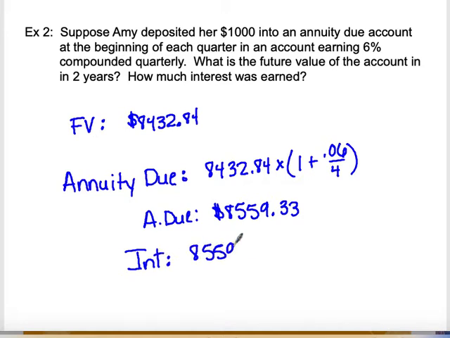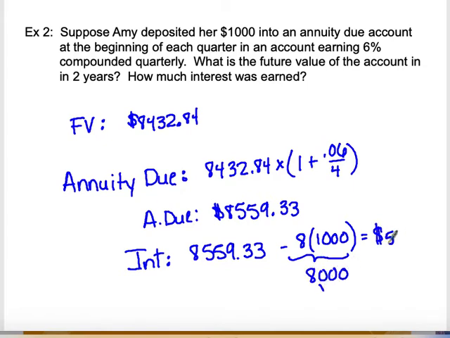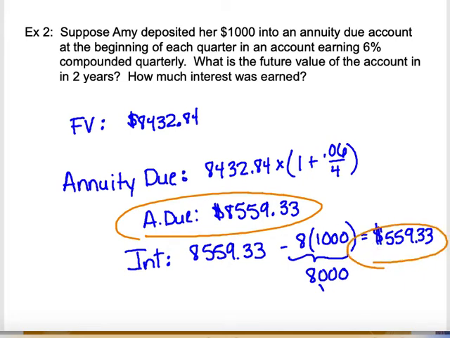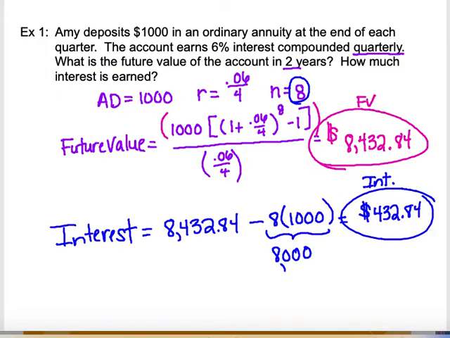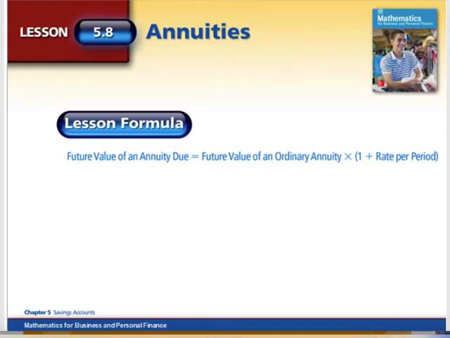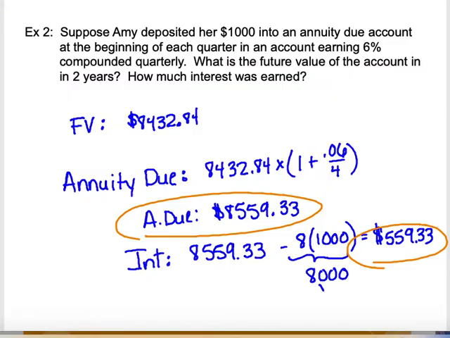Again, I will calculate the interest the same way. I'll start with my final amount and I put 8 $1,000 payments in. Again, the math gives me $8,000. That means I earned $559.33 in interest. So those are two values. You can see that using the annuity due, I earned a little bit more interest, about $120 more than if it was just an ordinary annuity. So when you deposit that money, it could increase your money by over $127, it looks like.